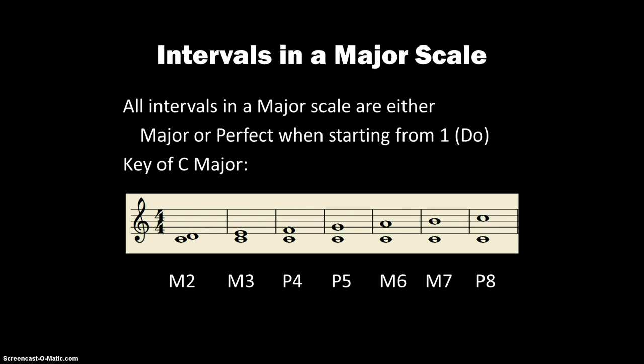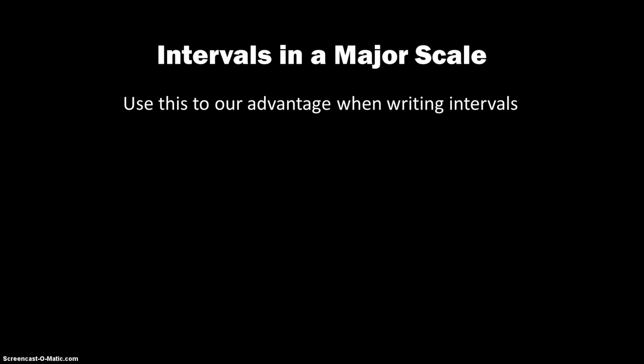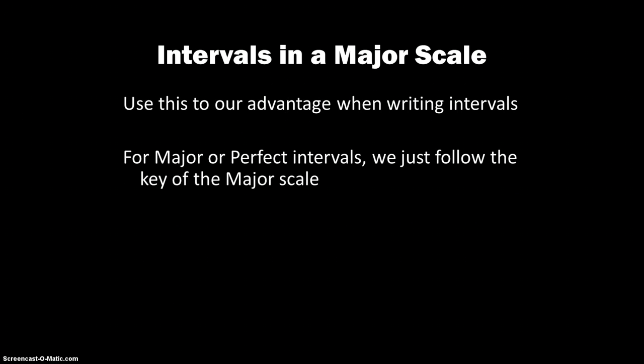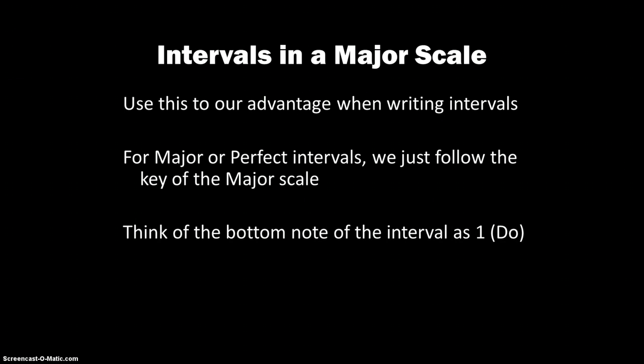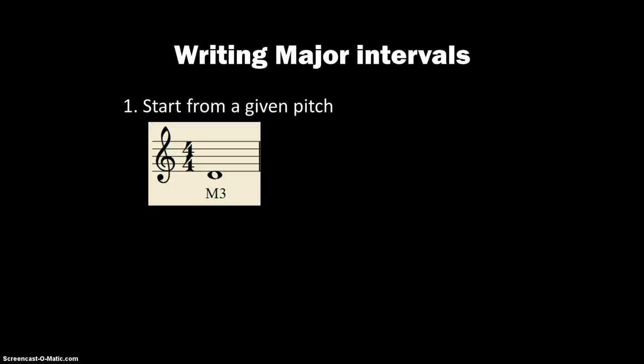If we look at an example of C major, we know there are no sharps and no flats. Therefore, anything moving from C and up from there will be either major second, major third, perfect fourth, perfect fifth, major sixth, major seventh, or perfect octave. We're really going to use that to our advantage because as long as we stay with the key signature of the bottom note, then we'll have the proper major and perfect intervals.